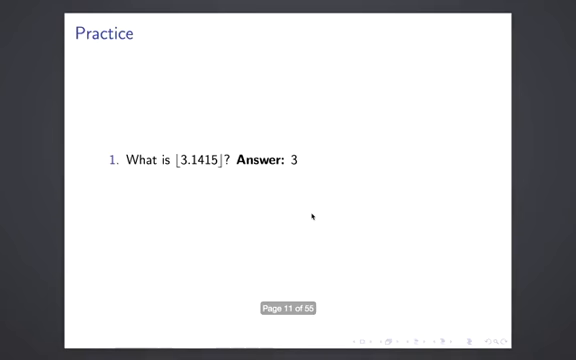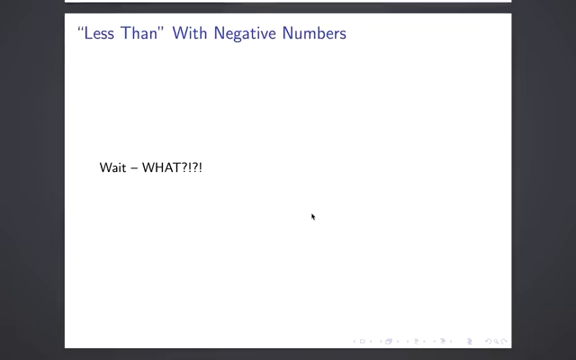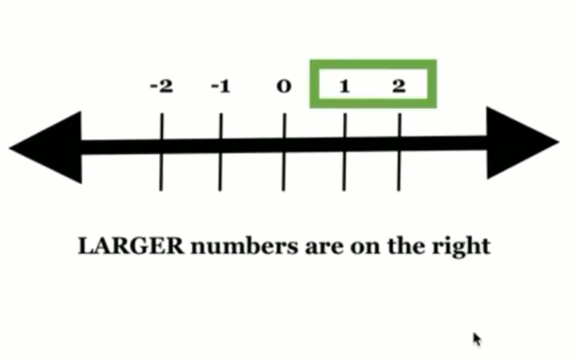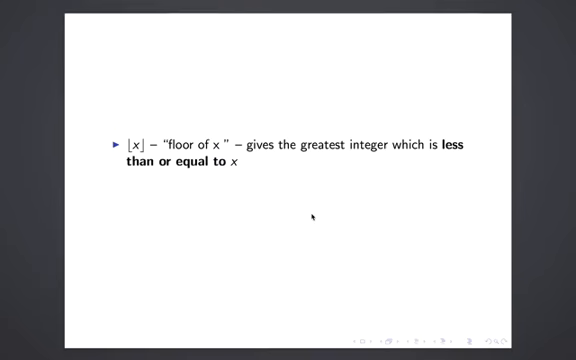So let's practice. What is the floor of 3.1415? Well, the answer is 3. We're rounding down. But what is the floor of negative 1.1? The answer is negative 2. And that's surprising to people. But you have to think about, first of all, what floor is, and then what it means for numbers to be less than another number. On the real number line, larger numbers are on the right. So 1 is less than 2, but negative 2 is less than negative 1. So if you're rounding down, you would be rounding down to negative 2.